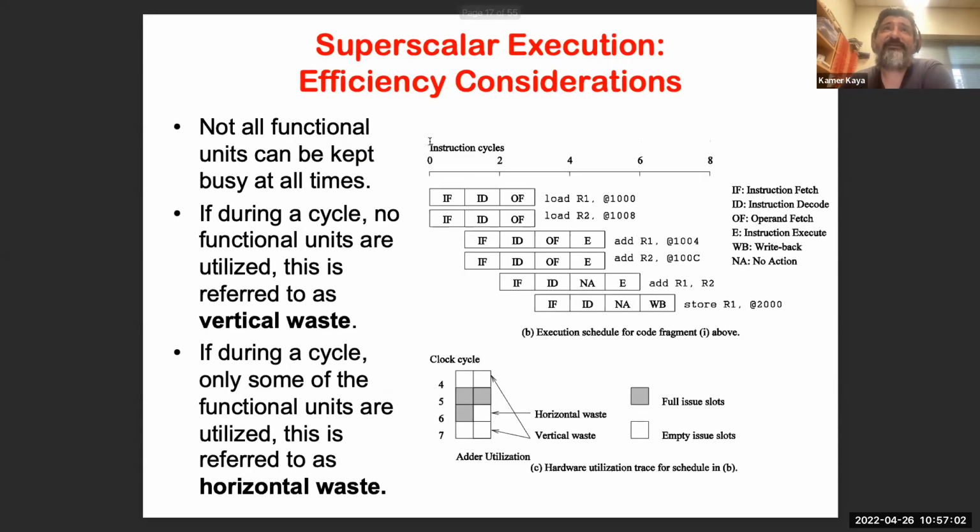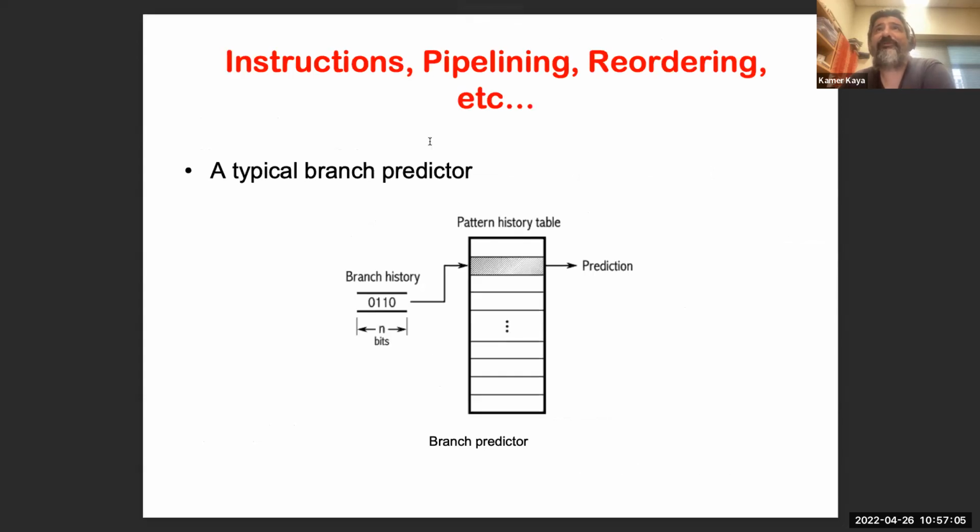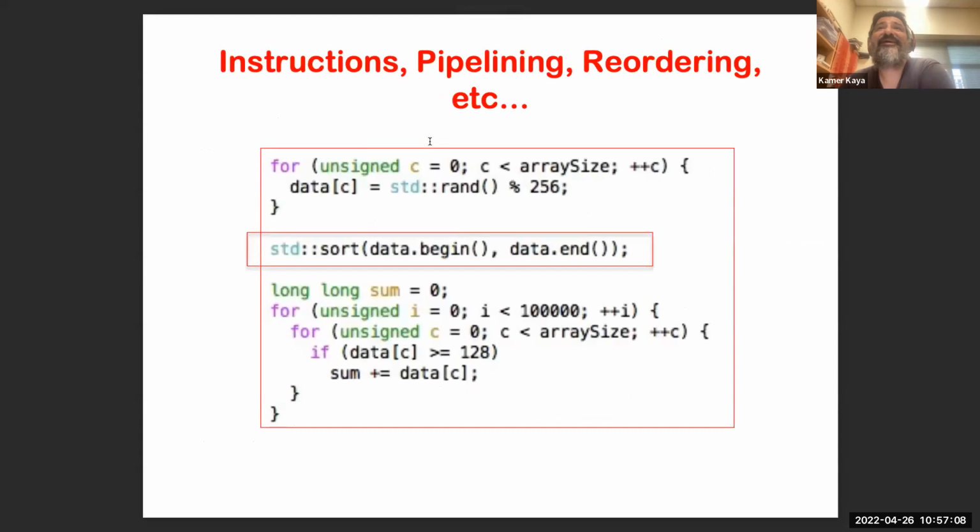So I talked about resource waste, and I talked about predicting the branch. That is just an example I use in my lectures. Suppose that this sort part is not here, so you don't have it. You have an array of random values, and a for loop over this array, and for every element you check if the element is larger than 128. If that is the case, you add it. So you sum the elements in your array that are larger than 128. That's what you want to do.